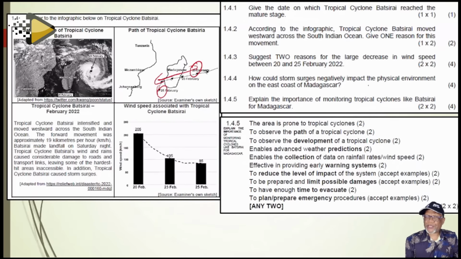How could storm surge negatively impact the physical environment? Now, we have already spoken about the impact on the physical environment or natural environment. So we are not going to go back and look at that. We said it causes soil erosion. We said it destroys natural vegetation.